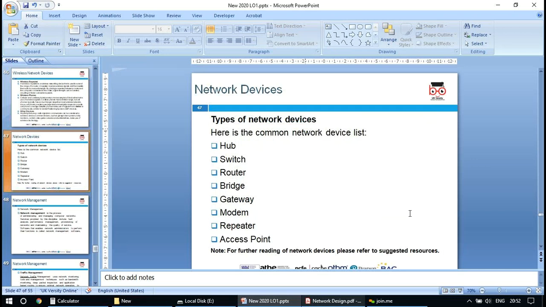The other, conventional types of network devices are hubs, switches, routers, bridges, gateways, modems, repeaters, as well as access points. I didn't go into each and every detail, otherwise the number of slides could reach 100. So you can always go into further detail.